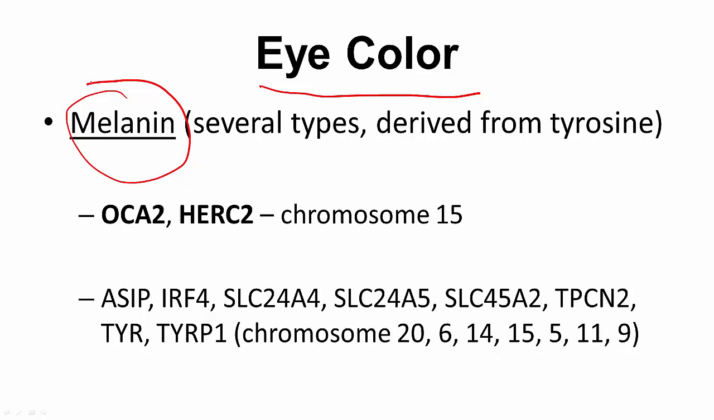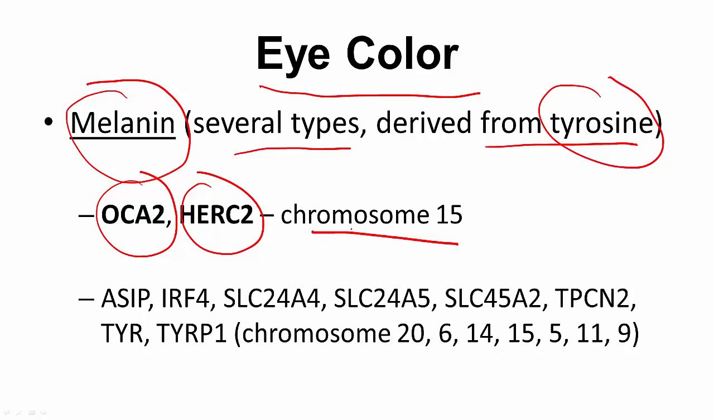And basically, the more melanin you have in your iris, the darker your eye is. And there are several types of melanin derived from tyrosine, I believe in oxidized form. It actually forms like a polymer. And if you remember, tyrosine is an amino acid. So that's quite interesting. The processing and storage of this pigment in the eye so far has been linked to two main genes in chromosome 15.